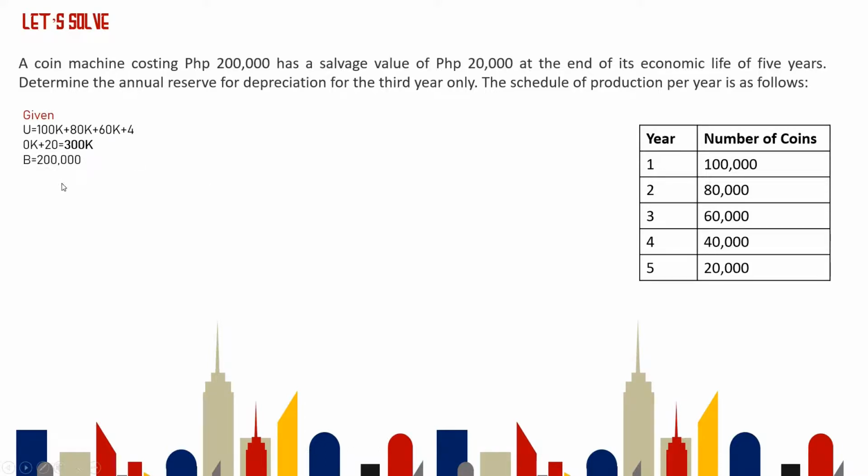Now, the first cost sa coin machine is 200,000 and the salvage value is 20,000. And determine daw the annual reserve for depreciation for the third year only. What if, pakita na to ang depreciation at the third year lang. Okay? Pila ang mabawasan sa first cost or book value. So, required is the depreciation at year 3. So, solution, parehas lang gyapon sa itong buhaton kanina, unahon na to ang depreciation per unit.